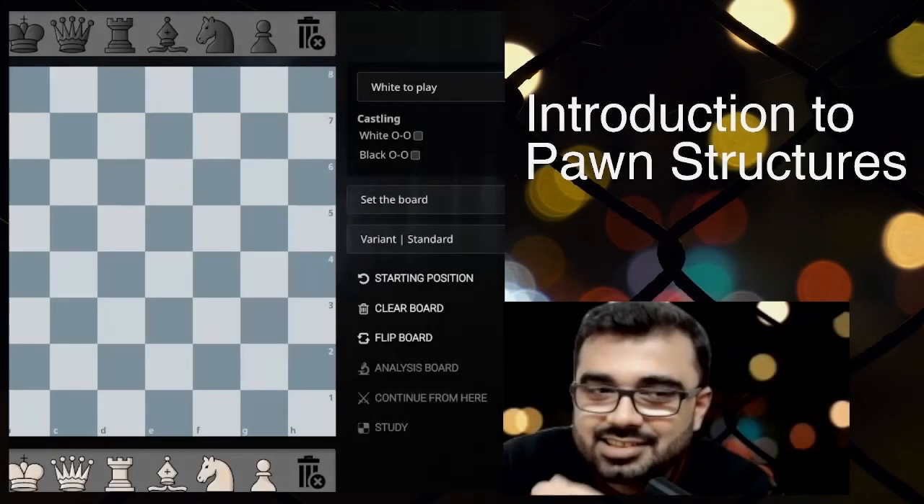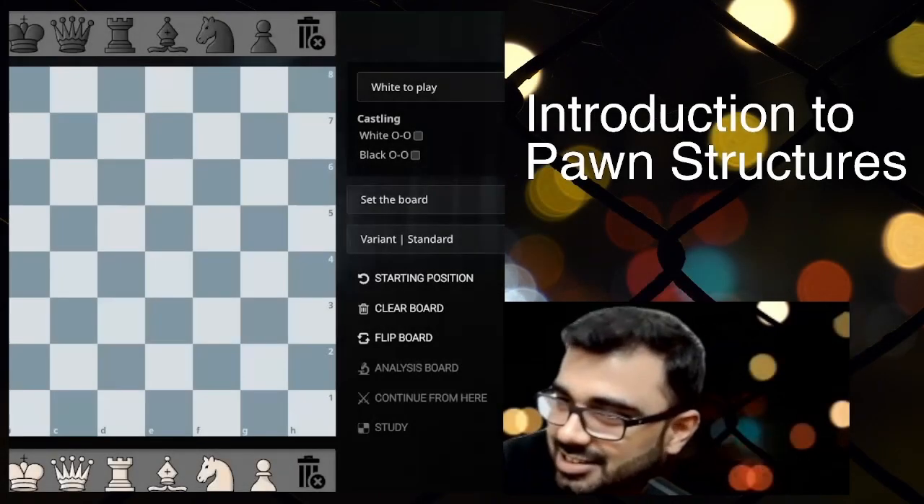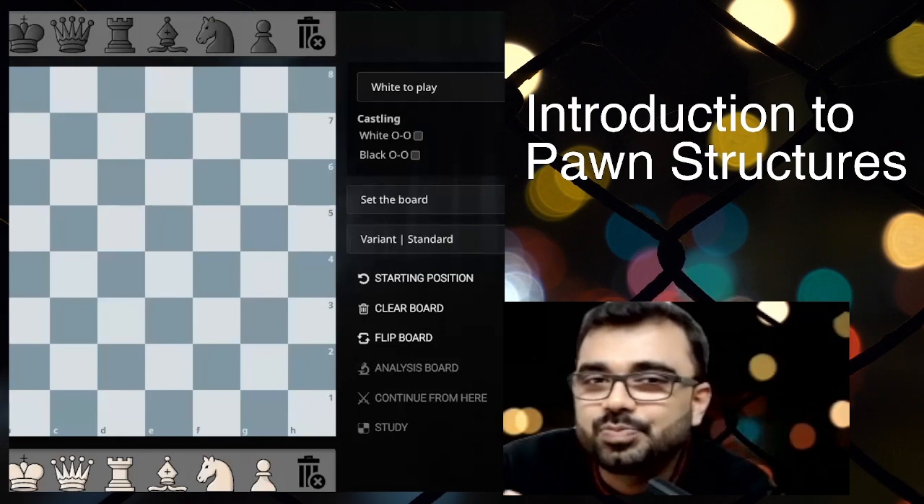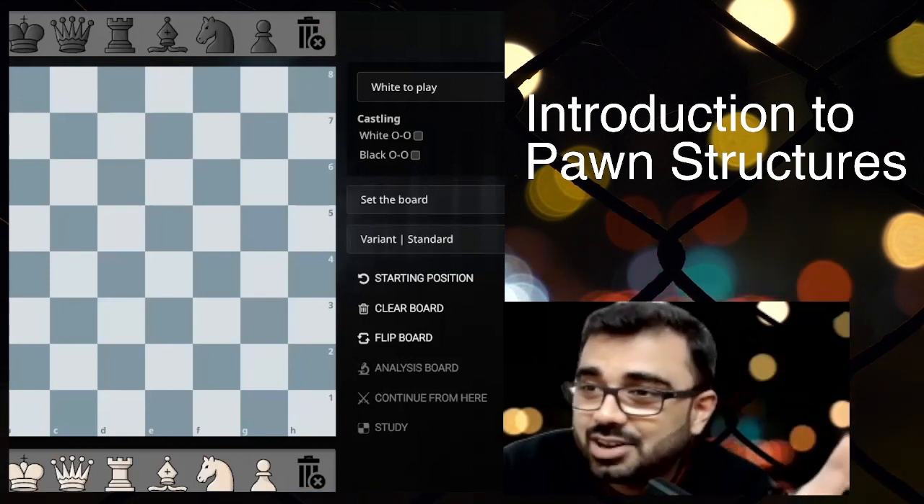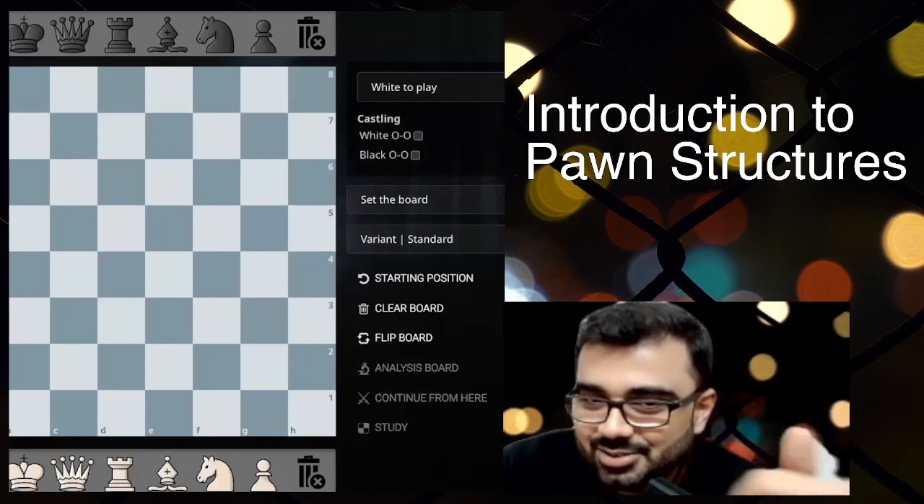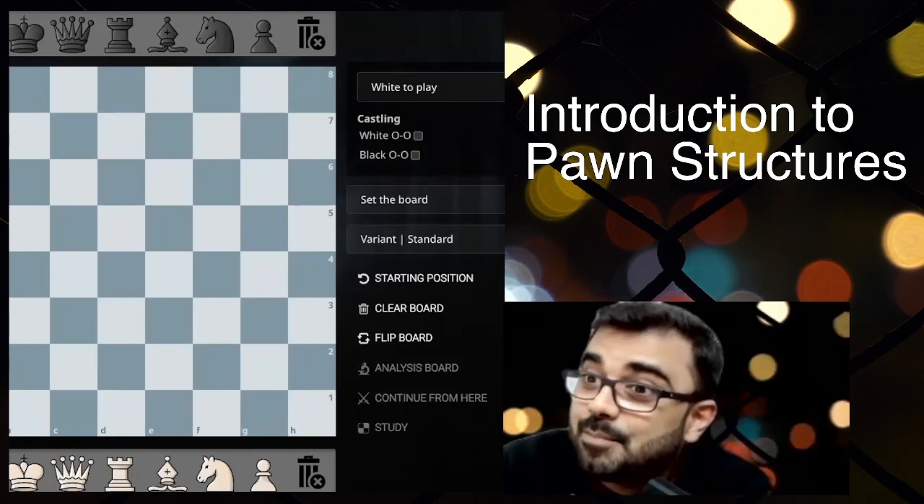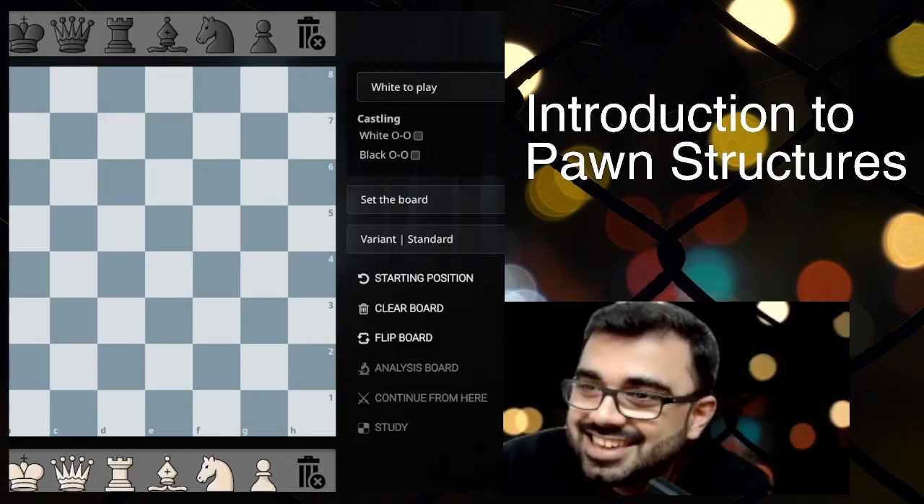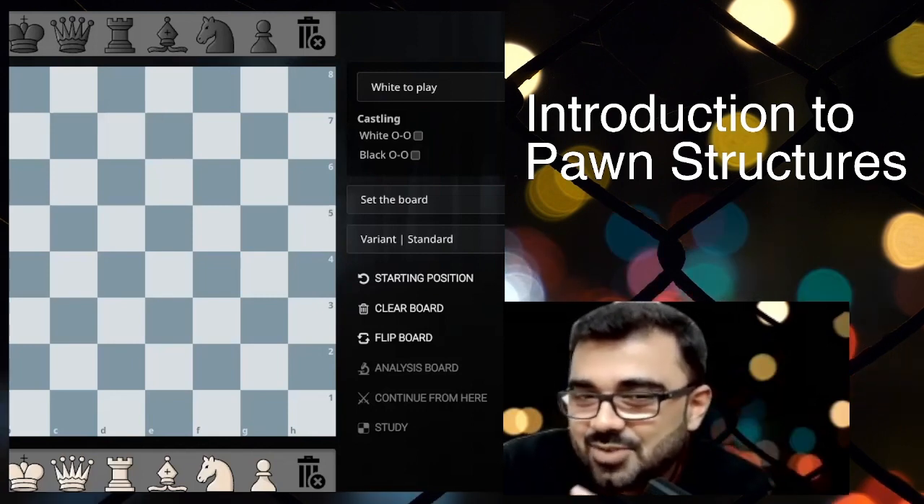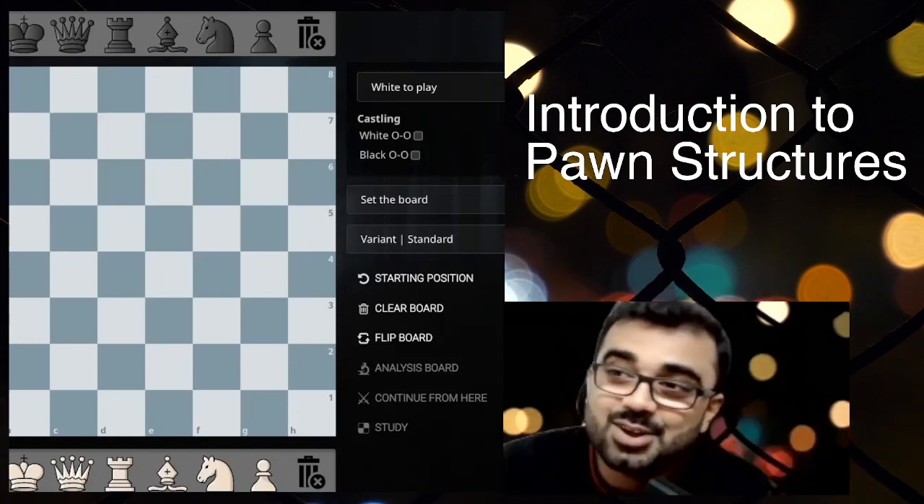So in today's class, I'm going to tell you a story about pawns. Now, we are not going to see how the pawn moves and how the pawn captures. We all know that stuff, right? That's for very beginners. Yes, we are going to understand the basics. So today we are going to understand the behavior of pawns.